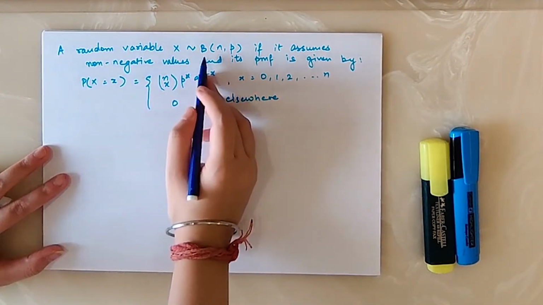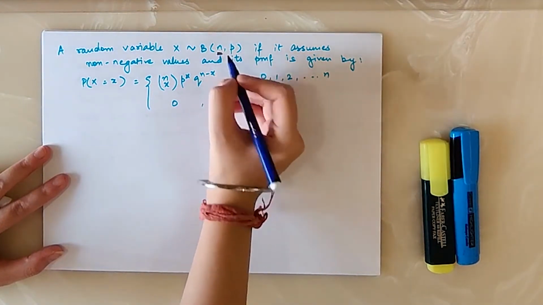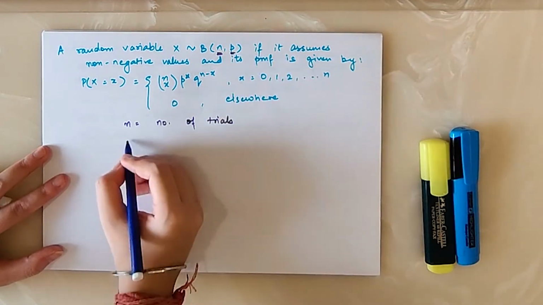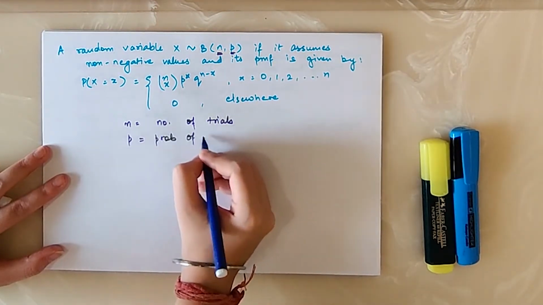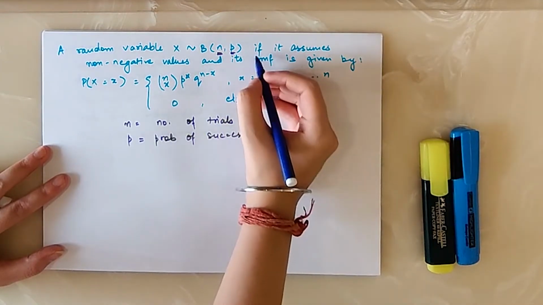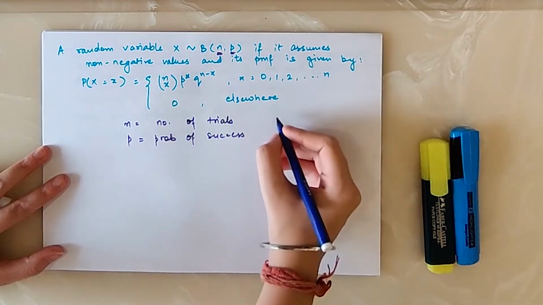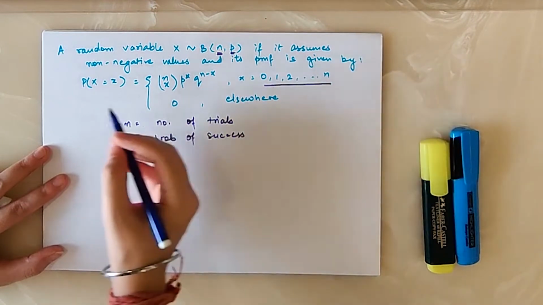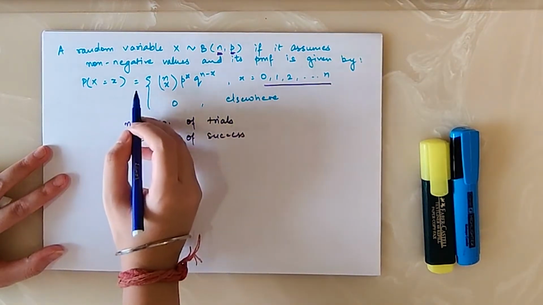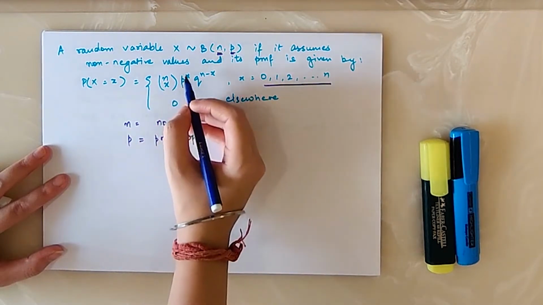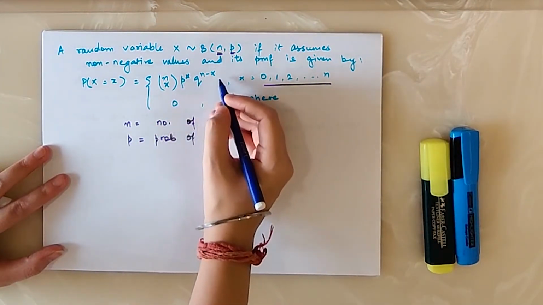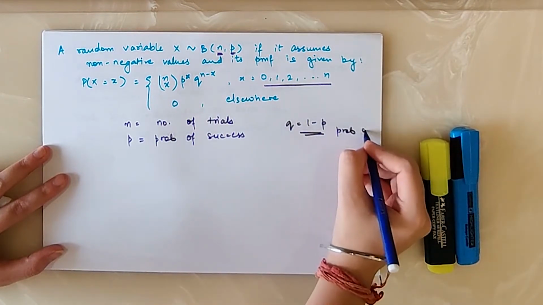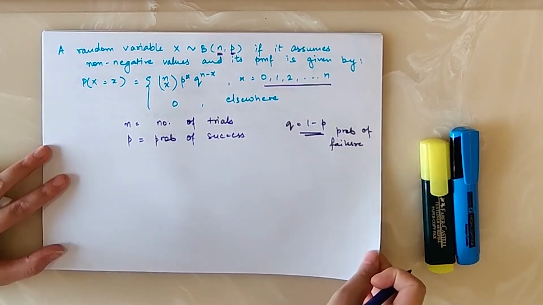A random variable X follows Binomial(n, p), where n is the number of trials and p is the probability of success, if it assumes non-negative values, that is, the range of X is 0, 1, 2 till n, and its PMF is given by P(X = x) = nCx p^x q^(n-x), where q = 1 - p, that is the probability of failure. We'll understand more about this with the help of an example.